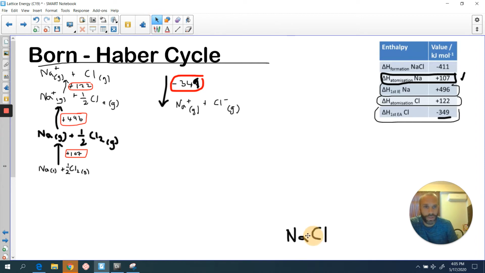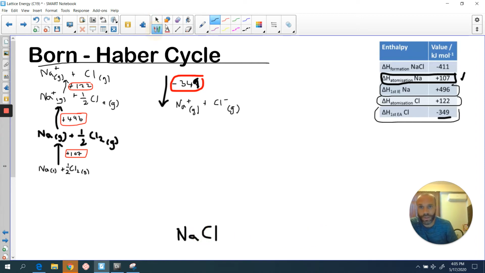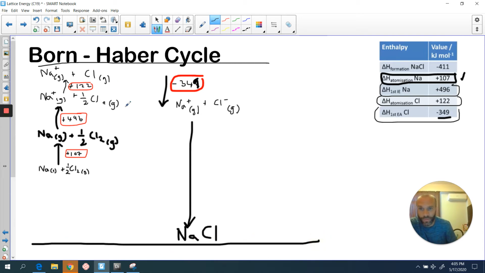And now we've basically completed the cycle. I'll move this across. Let's continue that arrow down, because now we've actually got this equation. If we were writing out the lattice energy equation, this is exactly what it would be: Na+ and Cl-, both in their gaseous states, to form 1 mole of NaCl. I'll draw a line down the bottom there. So we've now pretty much fully completed our energy cycle.